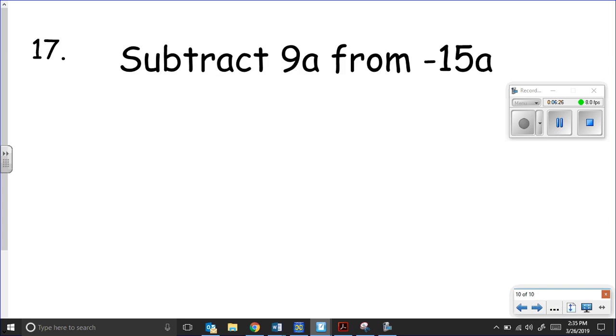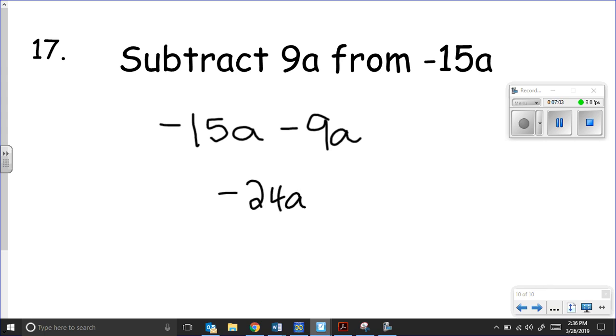All right, so now let's look at question 17. It says subtract 9a from negative 15a. I want you to be careful when you see something like this, because I need to subtract 9a from negative 15a. So that means we're going to have negative 15a minus 9a. That's subtracting the 9a from the negative 15a. They have the same variables, and the variables have the same exponents. So now we can just deal with the coefficient. So we'll have negative 15 minus 9, which is negative 24a. And that's your final answer.